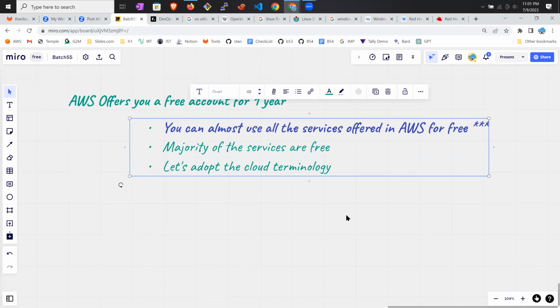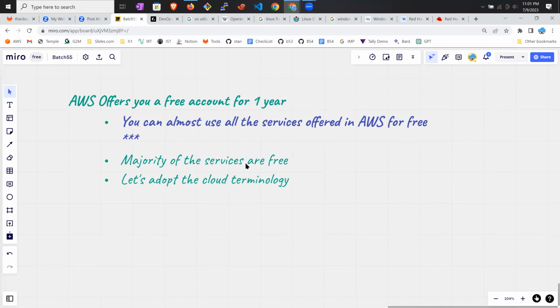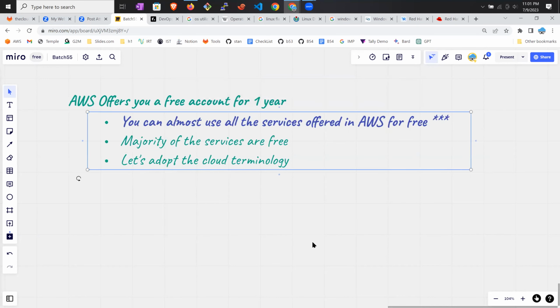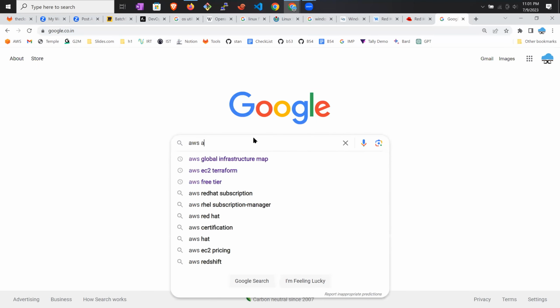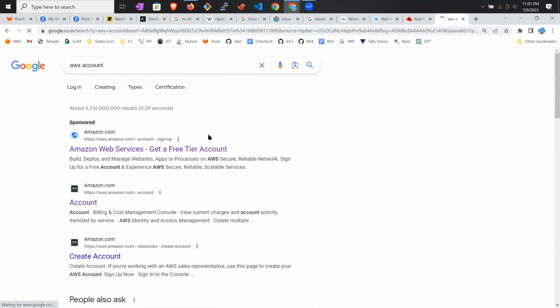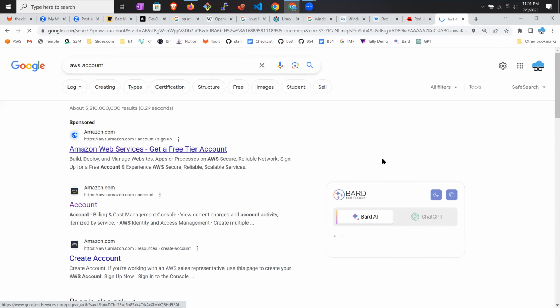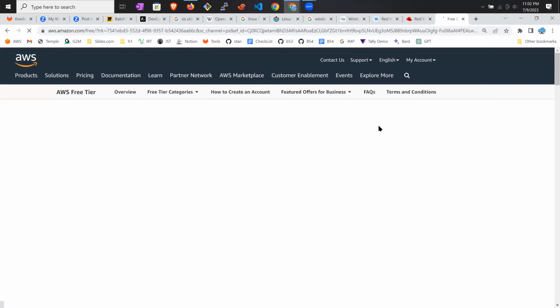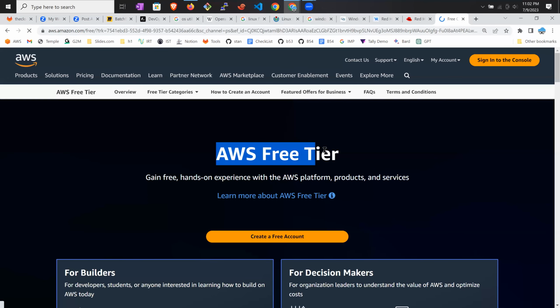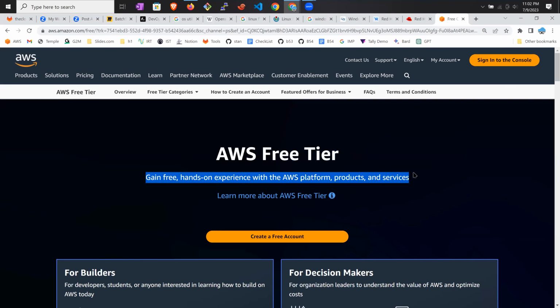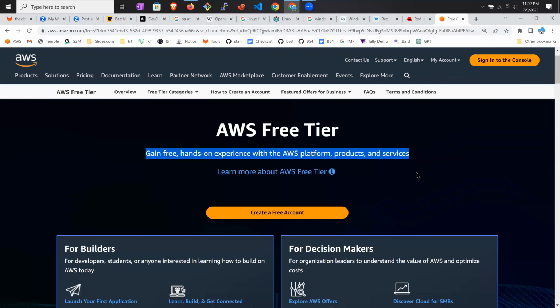Okay, let's talk about it. Whatever new words I'm going to use, I would like to give a detailed explanation before we use them. So if you want to create an AWS account, go to the internet and type AWS account and click the first link. Now here, AWS free tier. Gain free hands-on experience with AWS platform, products and services.